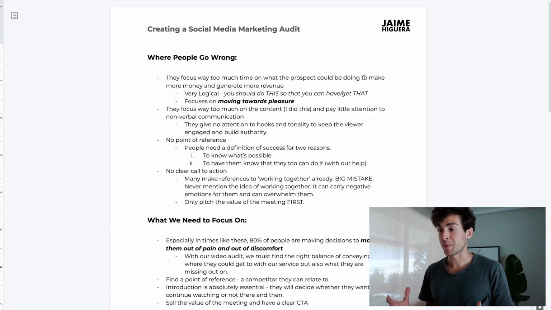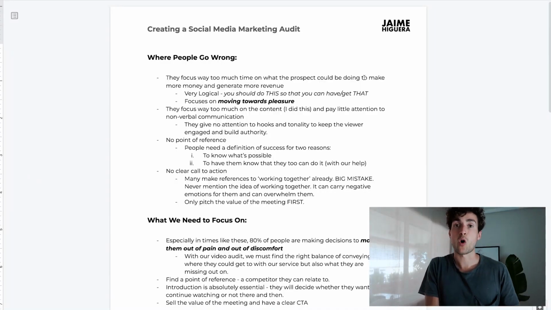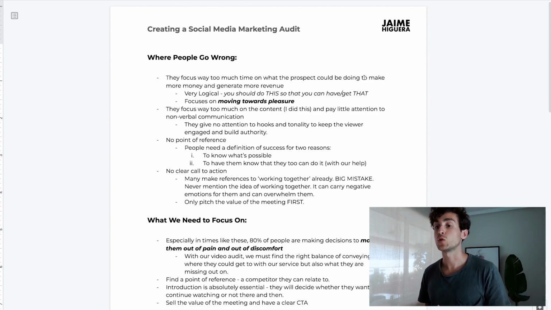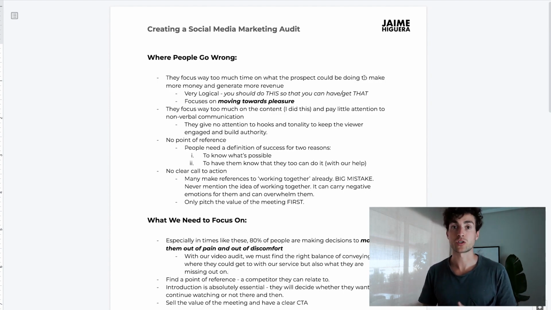And the other mistake they make is that not only do they put way too much time on the content, but they pay little attention to non-verbal communication, such as body language, for example. So they give no attention to hooks and tonality to keep the viewer engaged and build authority, which is very important. The next thing is no point of reference.